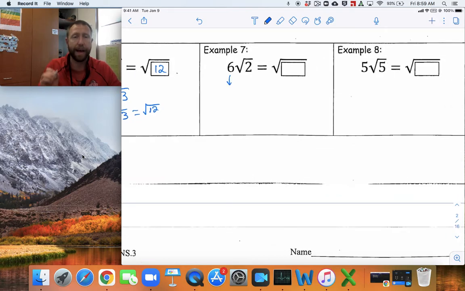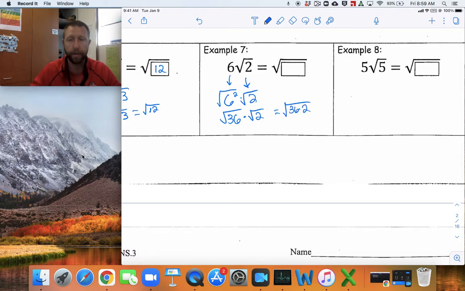To get the 6 back under the radical, I've got to square it. Bring down your other radical number, radical 2. So I'm multiplying those together. 6 squared is 36. So really, I have radical 36 times radical 2. And 36 times 2, I can combine those underneath the same radical sign. 36 times 2 is 72. So really, the original problem was radical 72.